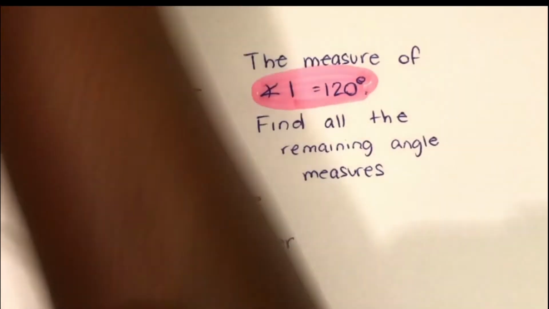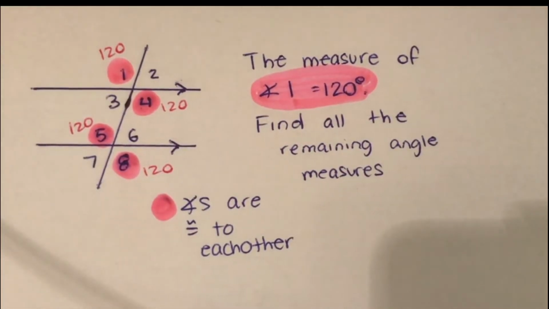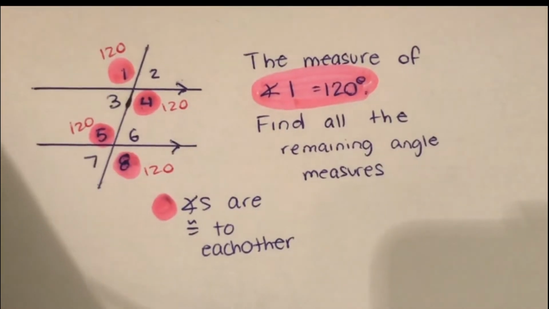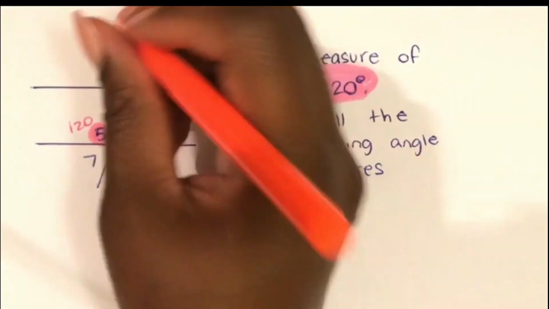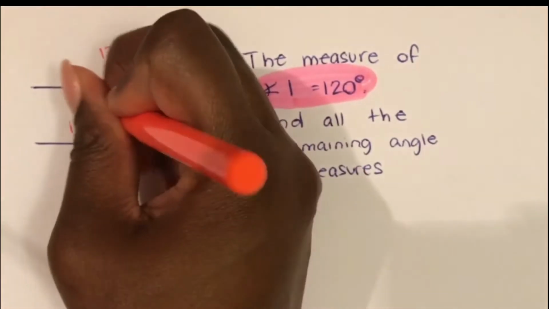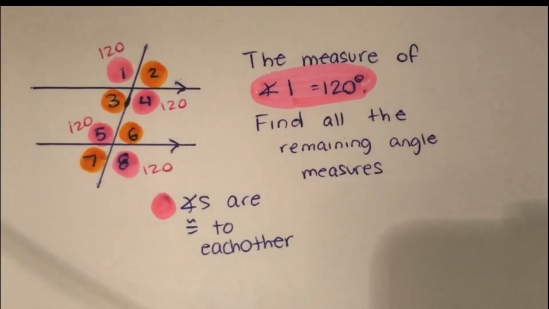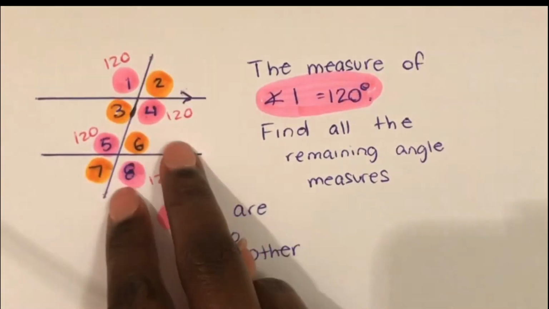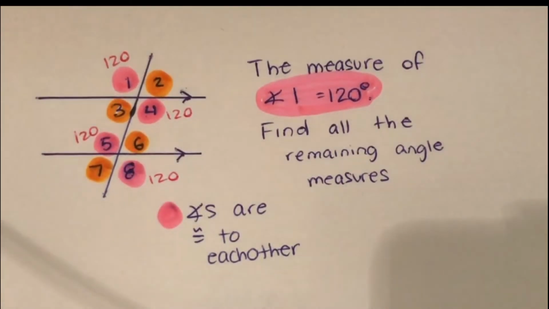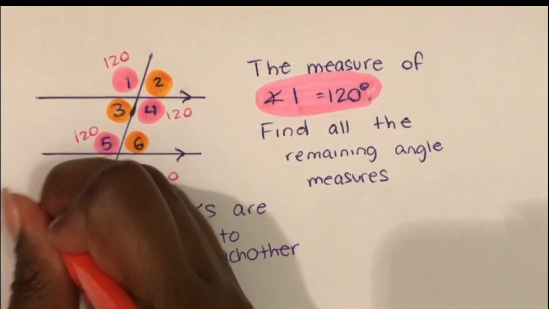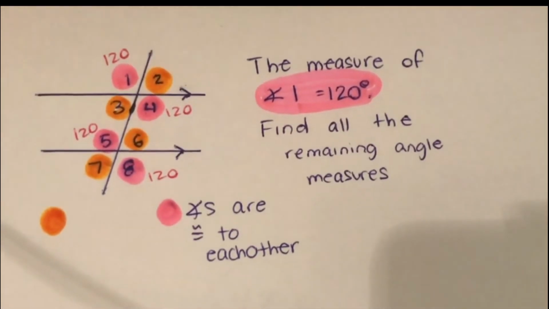All right, so now I'm going to highlight the other angles with a lighter color. Let's use an orange. And notice these orange angles that I highlighted are all following a pattern as well. It's the same pattern in each intersection. And just like with the pink angles, all of our orange angles are congruent to each other.